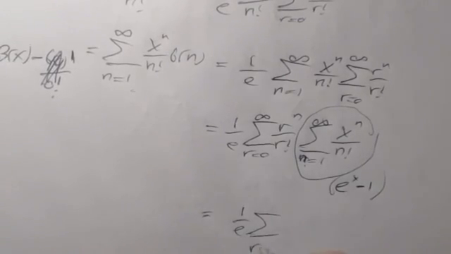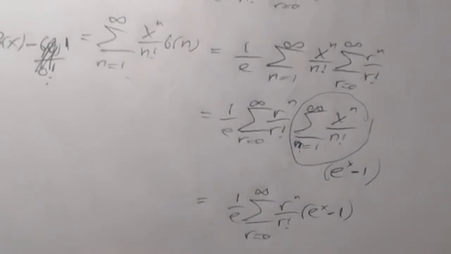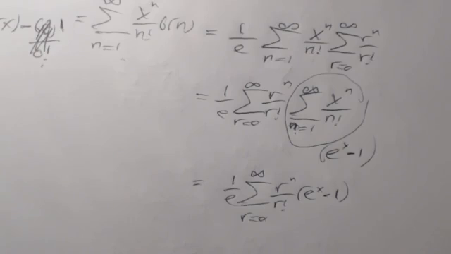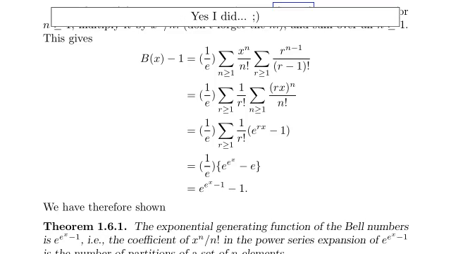So this is 1 over e, the sum from r equals 0 to infinity of r to the n over r factorial, e to the x minus 1. Right. And do they have that? Ooh, no. Perhaps I made a mistake. Well, no, I didn't.